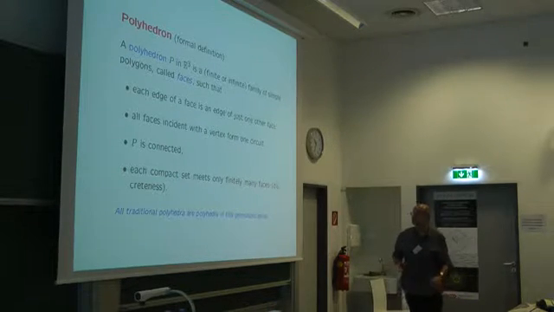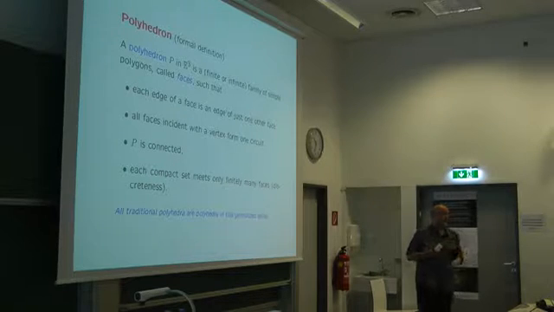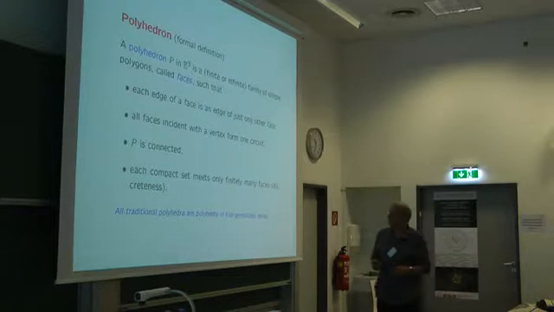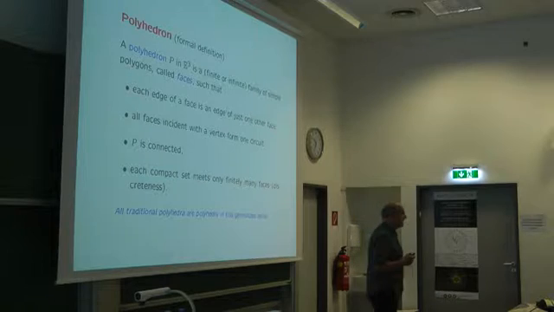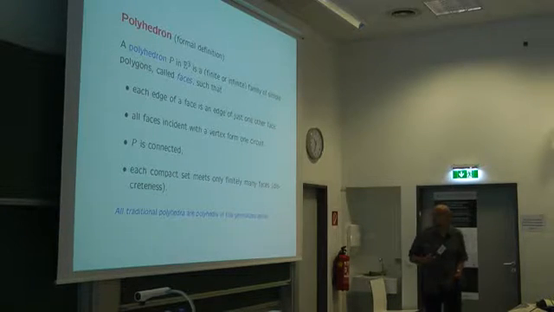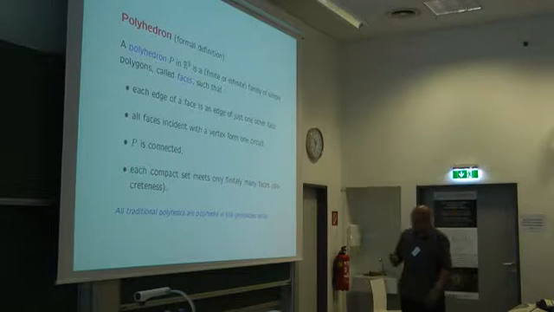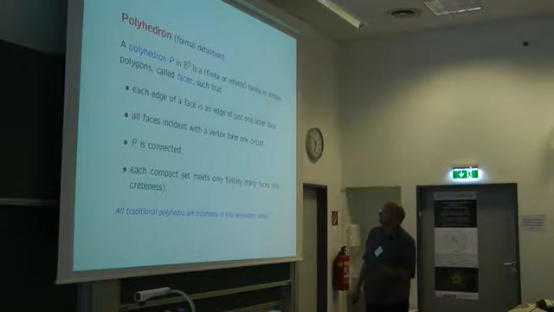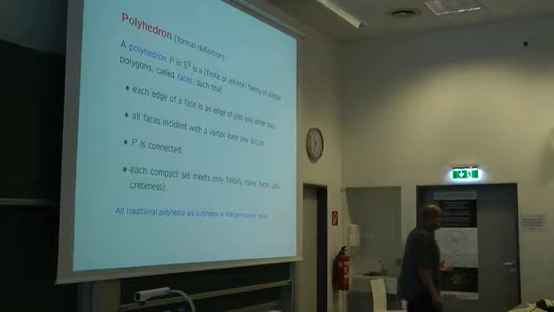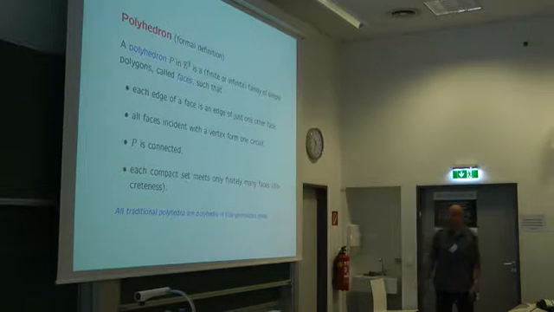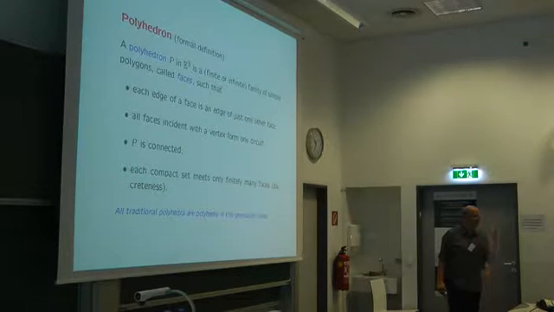And finally, a discreteness assumption. You want that each compact set meets only finitely many faces, which simply means that there are no accumulation points. So everything is distributed nicely. No accumulation points. So this is a polyhedron. This defines the type of structures which we would call polyhedra, and everything that I've described before is actually a polyhedron of this type.